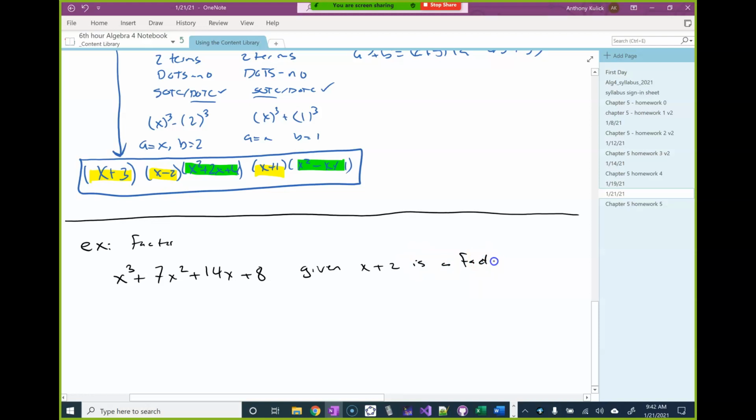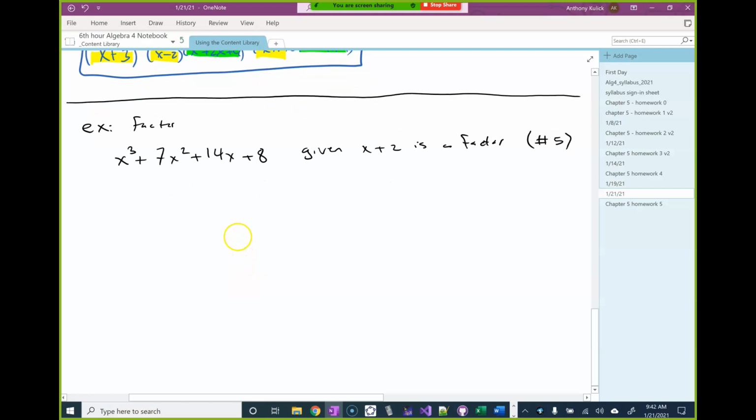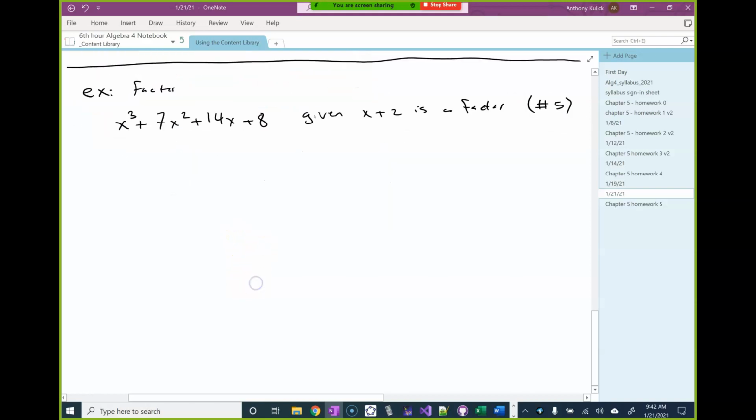Last night in the homework, you guys did something like this, which was number 5, where you're asked to factor something like this given one of the factors, right? What the next step is, what we do if we take away that.